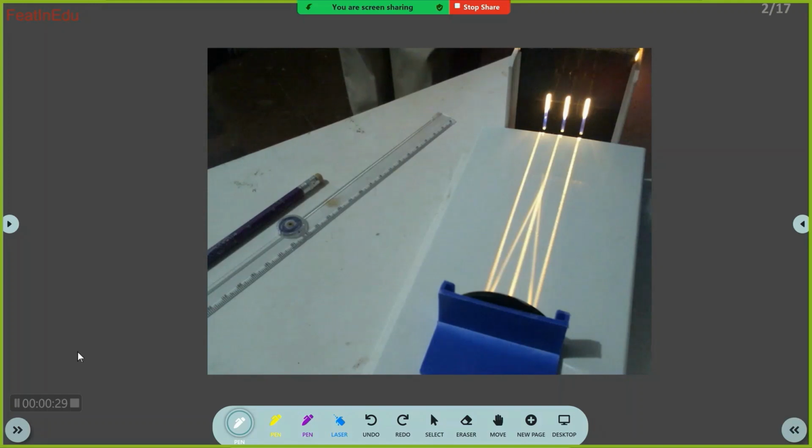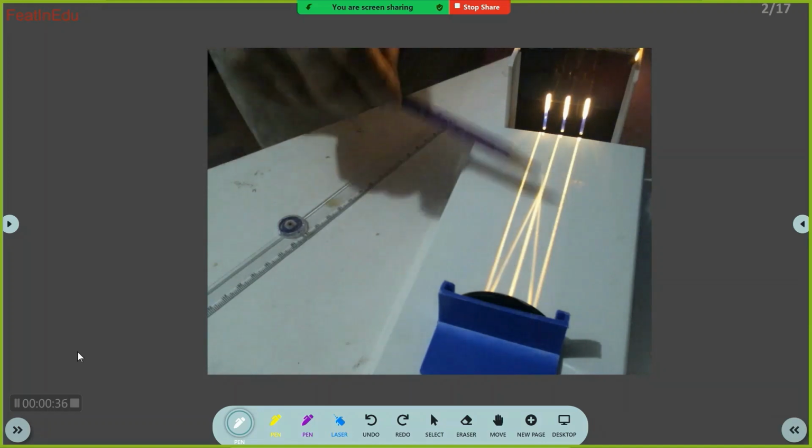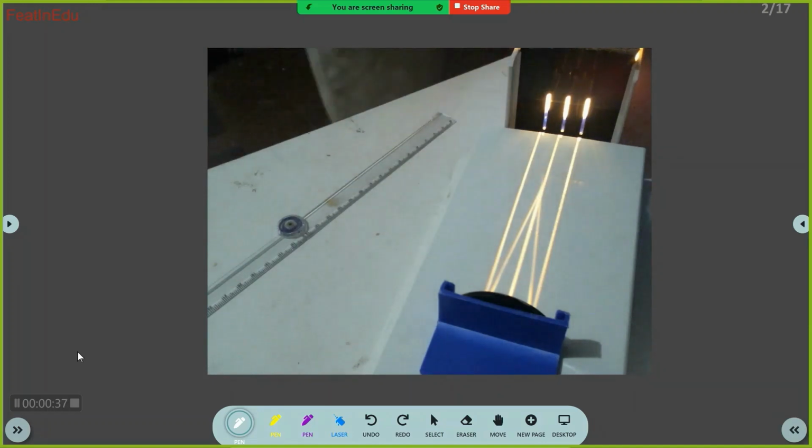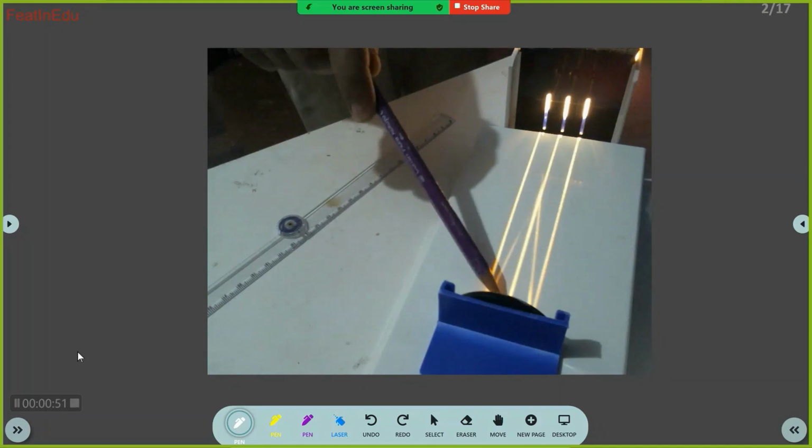Now you see what I have got. I have got a concave mirror here. And you can see there are 3 parallel rays of light. Can you see? Yes, sir. And then you can see all of them are converging at a point. So this ray is traveling along the principal axis.